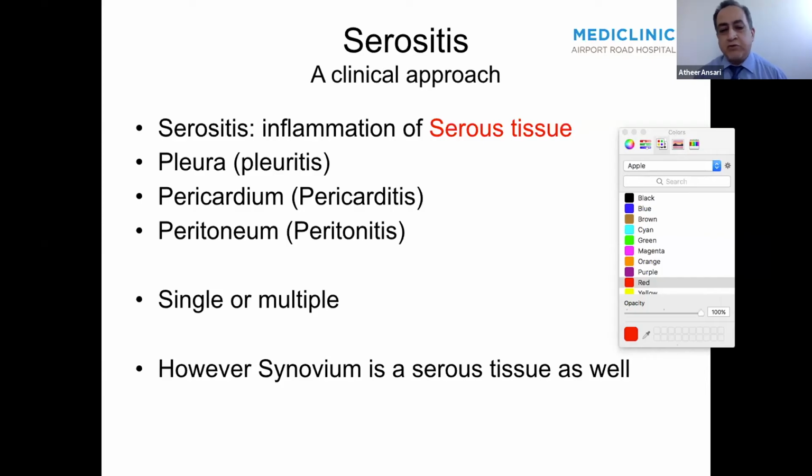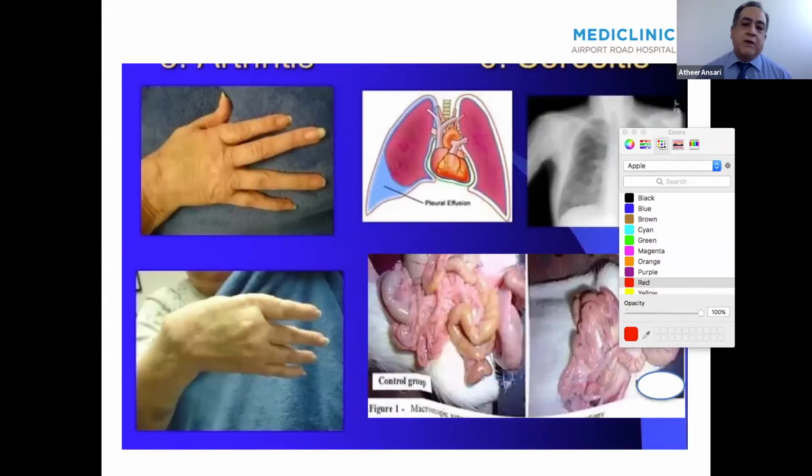Whereas the serous tissue is mainly on the pleura, on the pericardium, peritoneum, and there are many other areas. Arthritis joints are serous tissue as well, and there are small parts in the body as well. What is the importance of serous tissue here? These are just examples of the organs where you might get serous tissue or serositis.